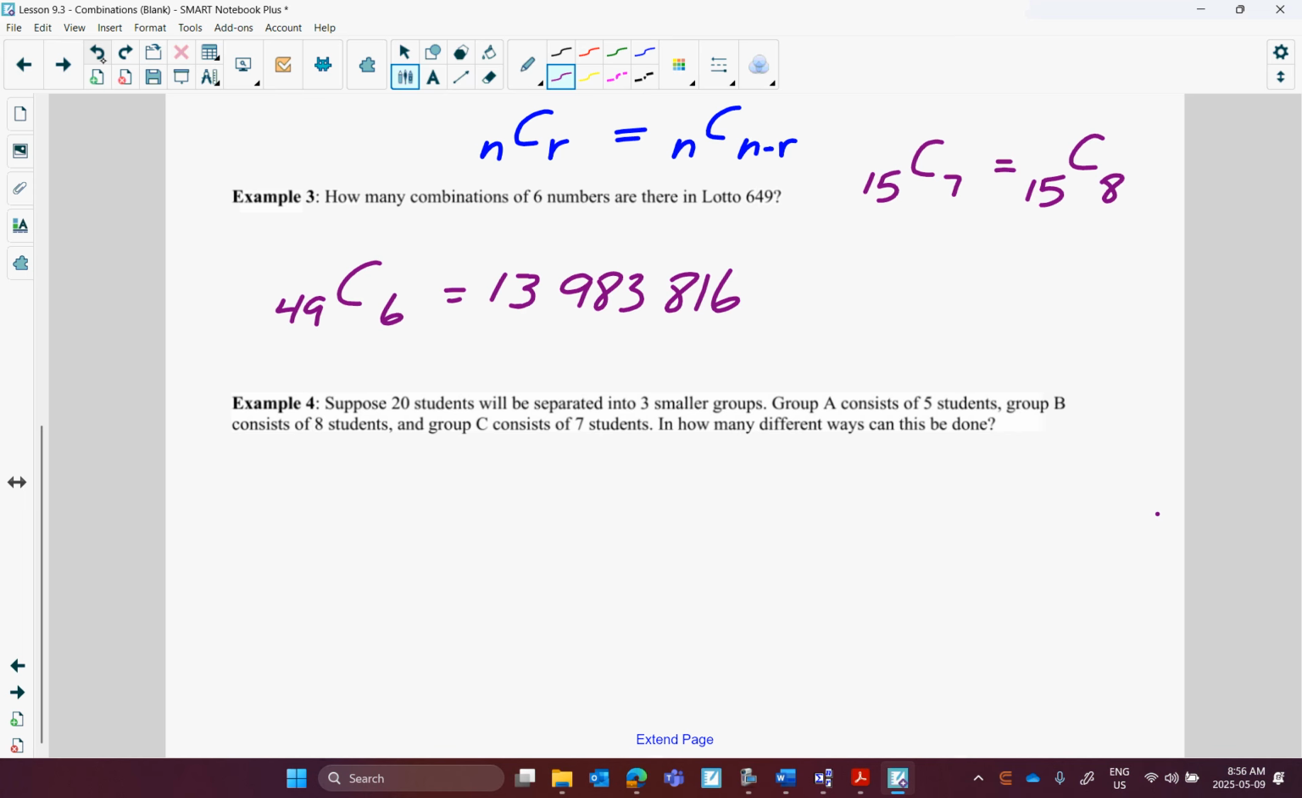So let's talk about group A first. How many students do I have right now? No. How many students do I have right now? 20. How many am I choosing for A? So 20 choose 5.